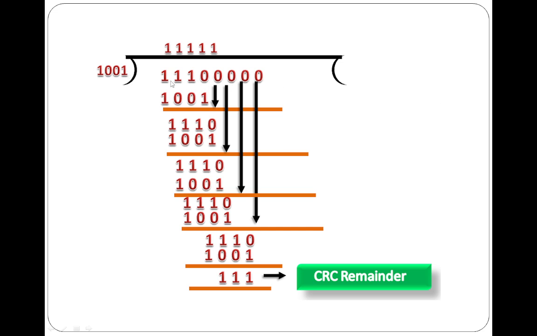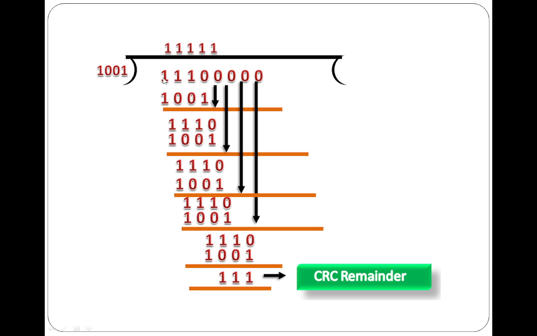Here the original message is 111000. The number of bits in the divisor is 4: 1, 2, 3, 4. So how many zeros do we have to add to the original message? It is 4 minus 1, that is 3. So 3 zeros we have added. These are the additional bits, the CRC bit value we have included with the original message.